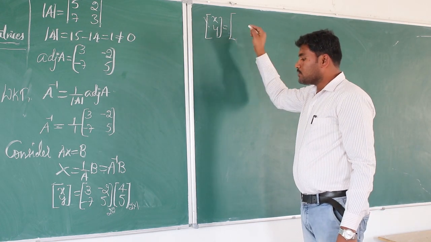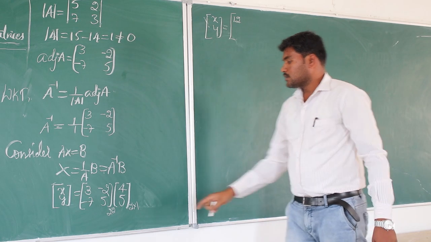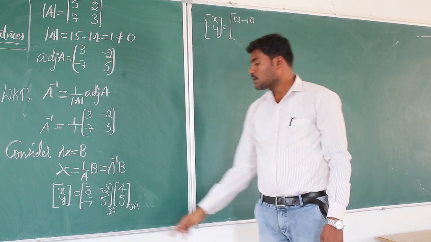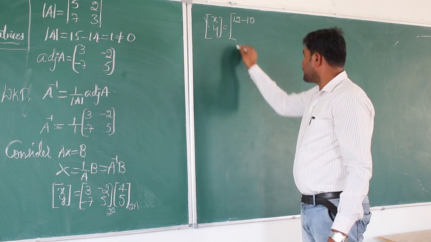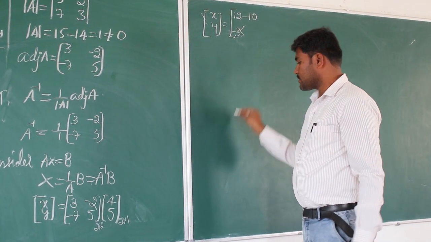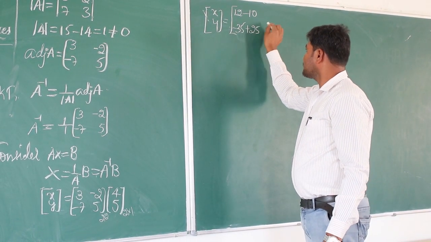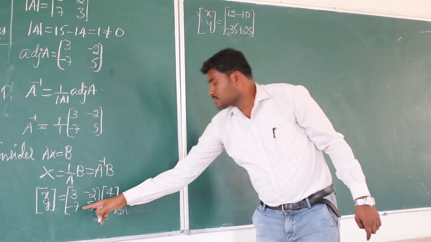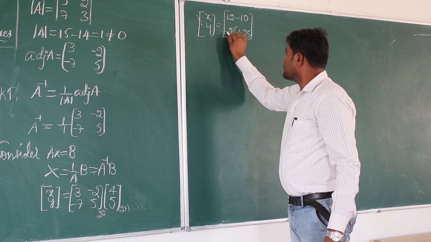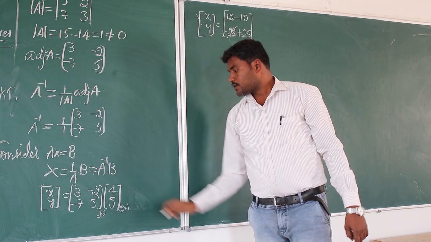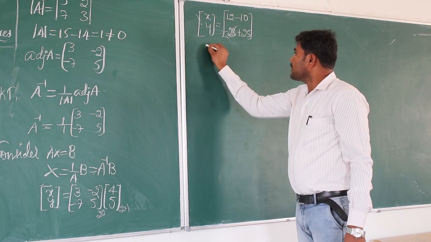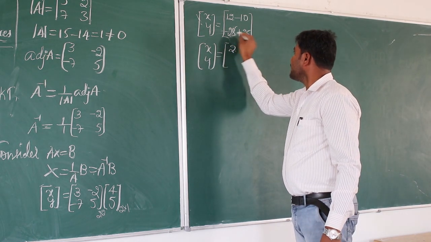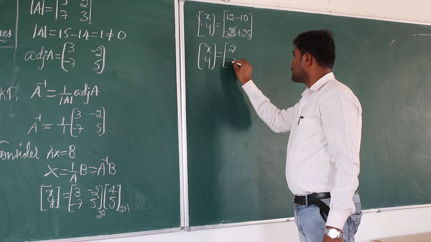Now on multiplication, the matrix becomes 3 4s are 12 minus 10. The second one is minus 35 plus 25, right? So minus 7 into 4 is minus 28 plus 25. And now xy becomes 12 minus 10, that is 2, and minus 28 plus 25, that is minus 3.